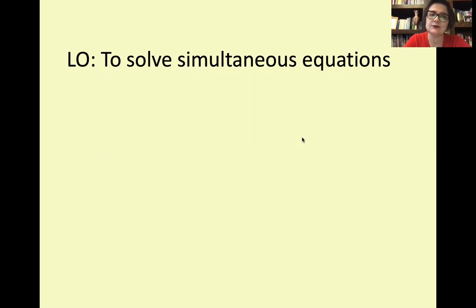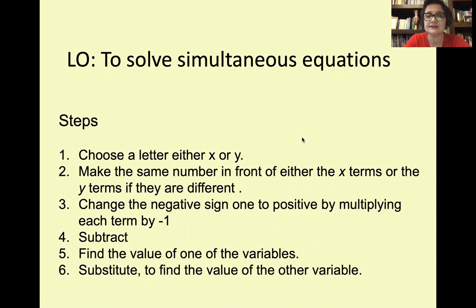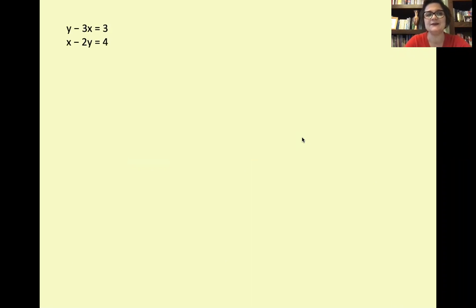Now, let's have a look at some examples here. Here are the steps that I followed in my previous video, so we can follow exactly the same steps, just subtractions, right? So this is the first pair of simultaneous equations. I have y minus 3x equals 3 and x minus 2y equals 4.